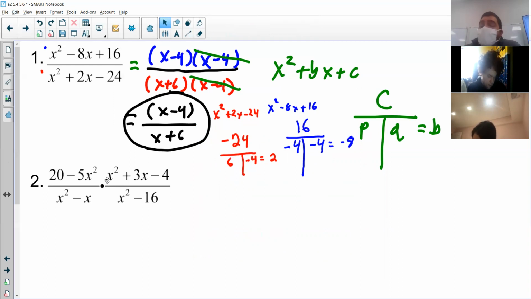Yeah. Any questions as you write down number 2? So write down number 2 now. It's 20 minus 5x squared divided by x squared minus x, multiplied by x squared plus 3x minus 4 divided by x squared minus 16.